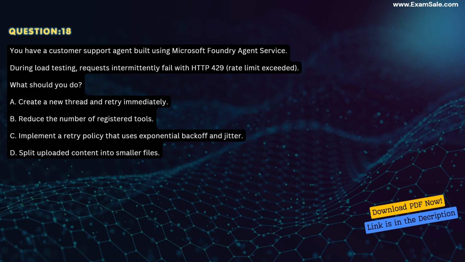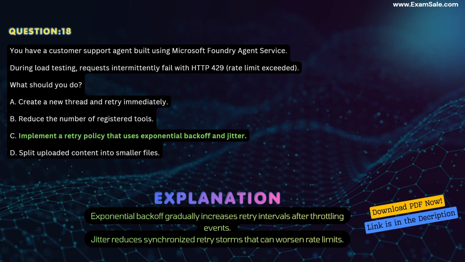Correct answer, C. Implement a retry policy that uses exponential backoff and jitter. Explanation: exponential backoff gradually increases retry intervals after throttling events. Jitter reduces synchronized retry storms that can worsen rate limits.